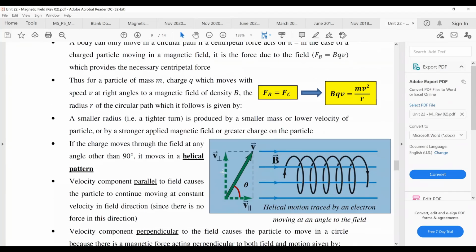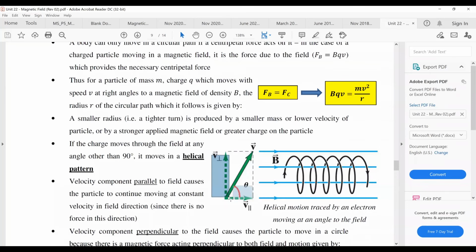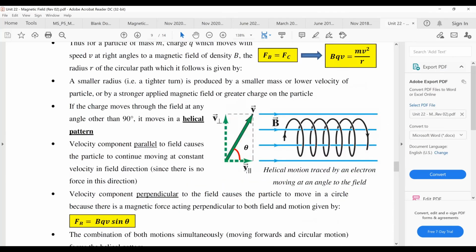It's after you consider the motion in two different directions. Say for example, right now you have a magnetic field B that is pointing towards the right here. Then you have a charged particle that is moving at the angle theta to the field. It enters the field at the angle theta.